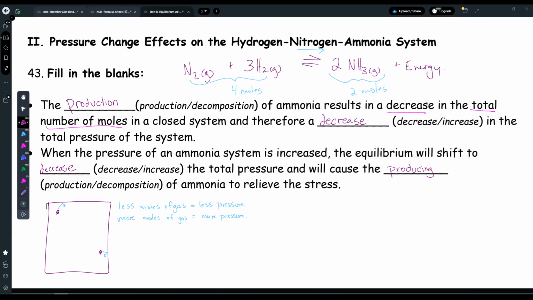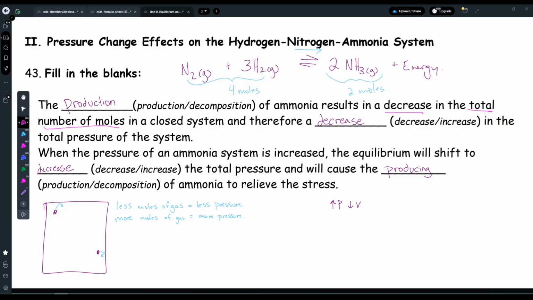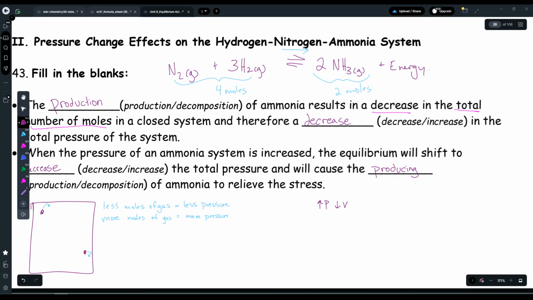So just as a reminder here, when you increase the pressure, one of the ways in which you can increase pressure is by decreasing the volume of the container. Okay? So if you're decreasing the volume of the container, you don't have a whole lot of space. So the equilibrium is going to shift to the side that has less moles because there's less space to occupy all of the moles of gas.